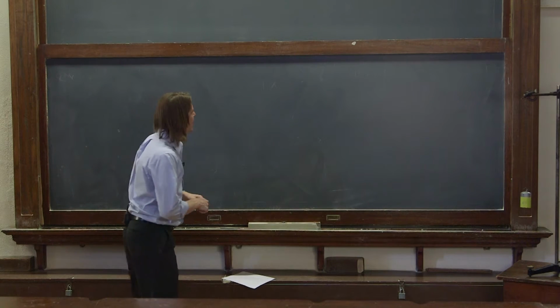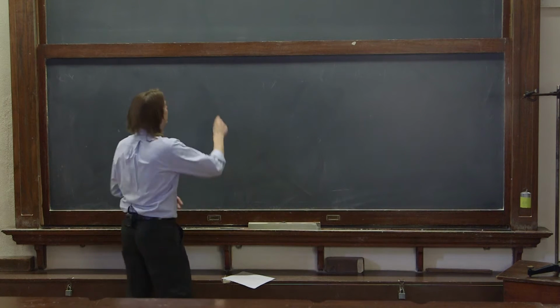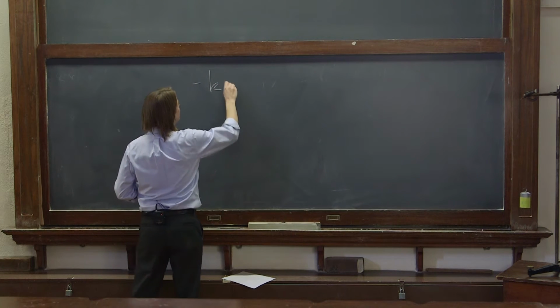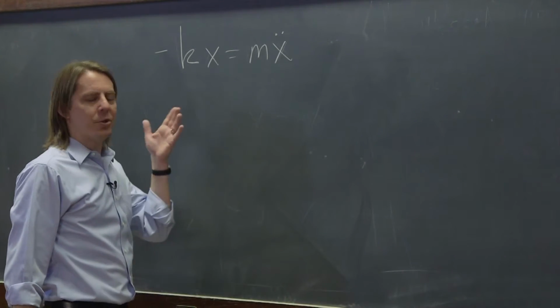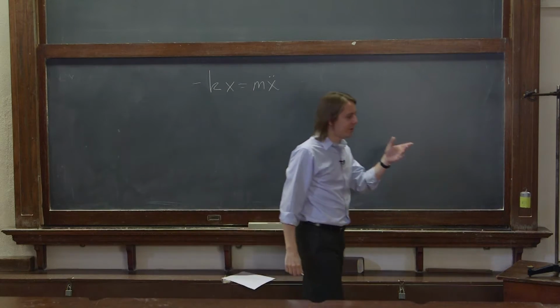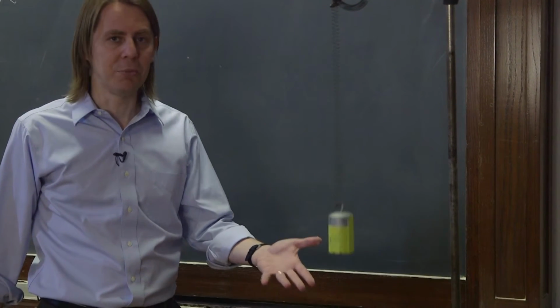So let's think about what we've done here. We have described the trajectory of a mass on a spring. We got it down to this equation of motion, minus kx equals m x double dot. And we showed the solution to that is a sinusoidal function. And sure enough, the motion is sinusoidal motion. This is why it's called simple harmonic motion.